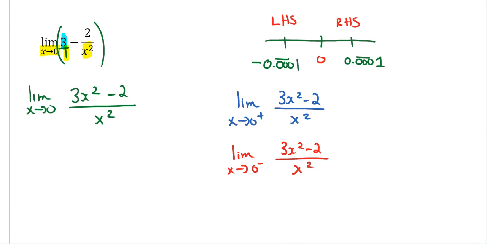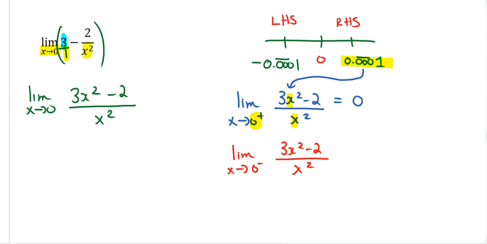Alright, so let's do the right hand limit first. What that means is I'm going to take this 0.0000 repeating 1 and insert that in for my x values. If you take this number and plug that in over here, you're taking 3 times 0.00001, and that's simply going to be 0. And if you squared it, you'll still get 0.